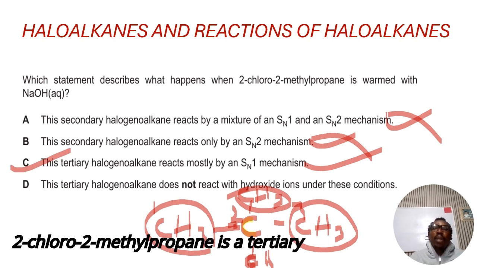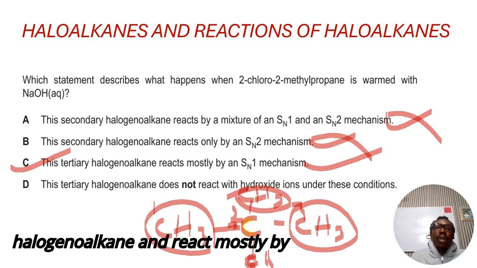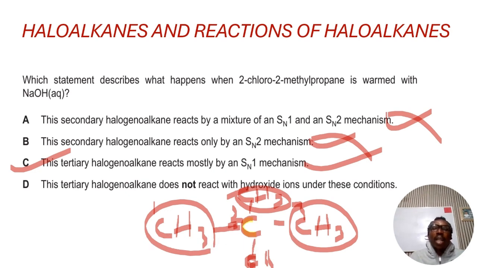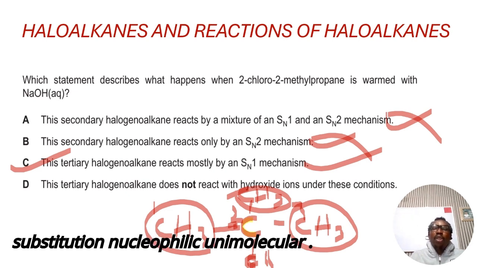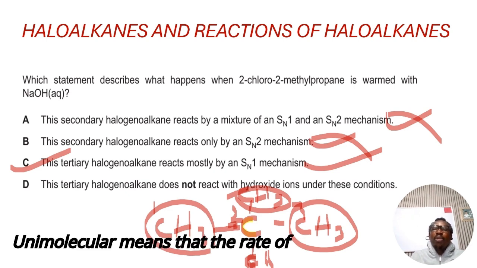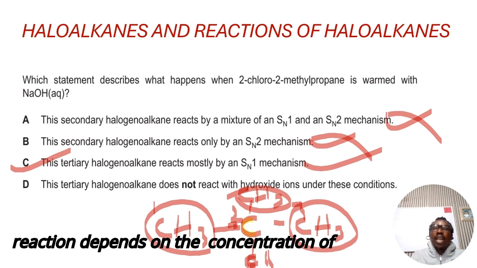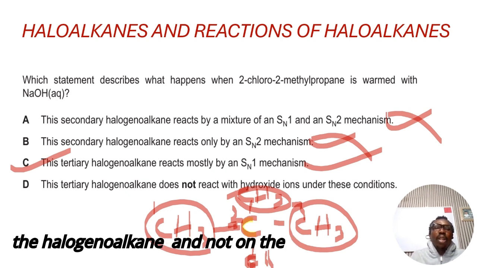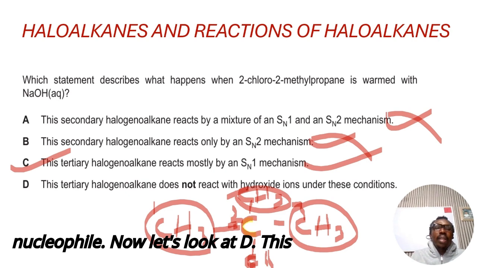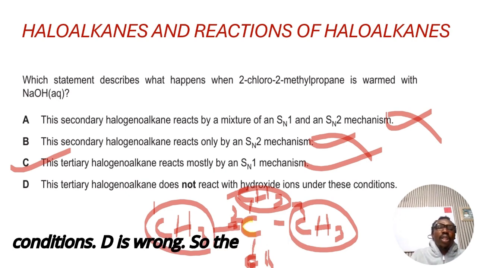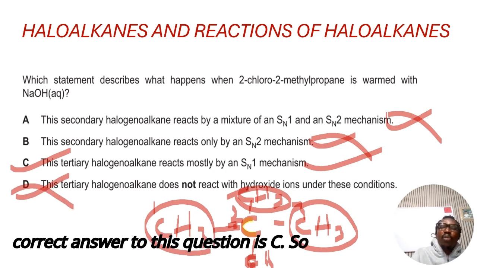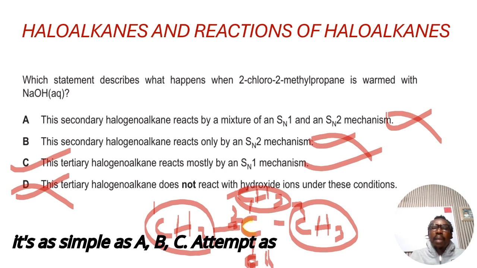2-chloro, 2-methylpropane is a tertiary halogenoalkane and reacts mostly by what? SN1 mechanism. SN1 means substitution nucleophilic unimolecular. Unimolecular means that the rate of reaction depends on the concentration of the halogenoalkane and not on the nucleophile. Now let's look at D. This tertiary halogenoalkane does not react with hydroxide ion under this condition. So D is wrong. So the correct answer to this question is C. So it's as simple as ABC.